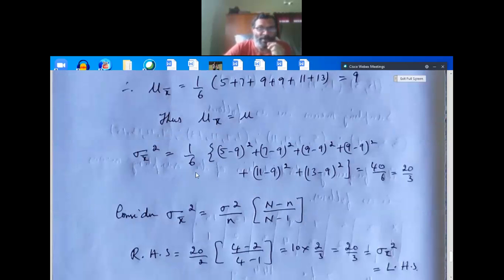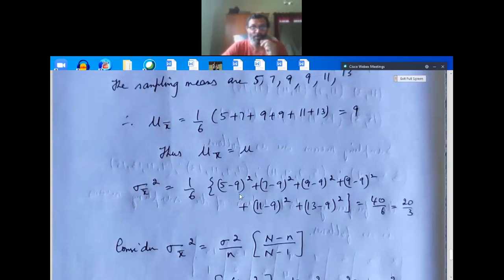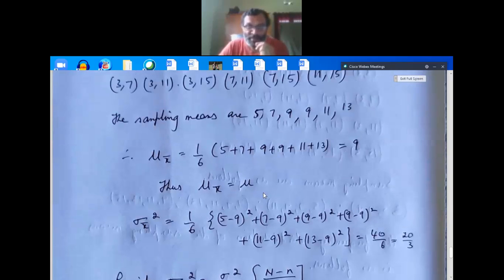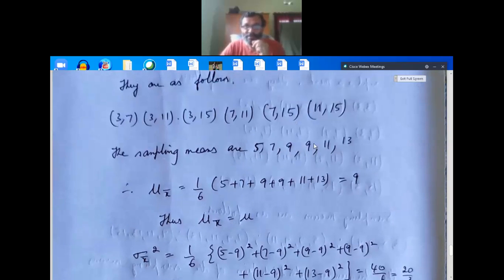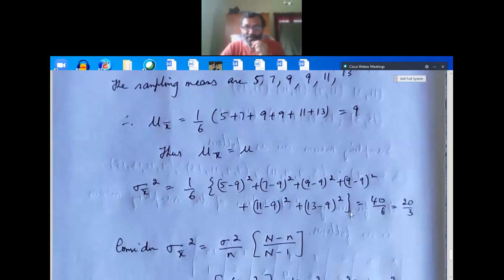Sigma x bar squared, we calculate how? 1 by 6 times the sum of xi minus x bar, whole squared. Here mu x bar is the mean, 9. The elements are 5, 7, 9, 11, 13. So 5 minus 9 whole squared plus 7 minus 9 whole squared plus 9 minus 9 whole squared plus 11 minus 9 whole squared plus 13 minus 9 whole squared will be 40 by 6, that is 20 by 3.